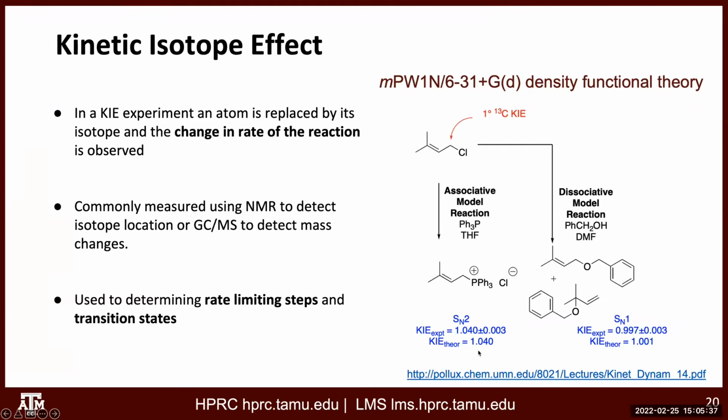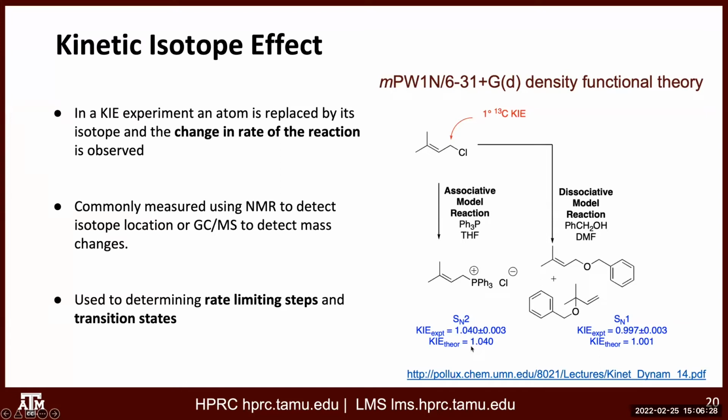If you're able to measure the KIE from the experiment to be around 1.04, and you don't know if it gets to the product through an associative reaction model or through a dissociative model, you can just try to predict the KIE with the computational model and calculate both the associative reaction and the dissociative pathway, and compare the calculated KIE with the experimental one.